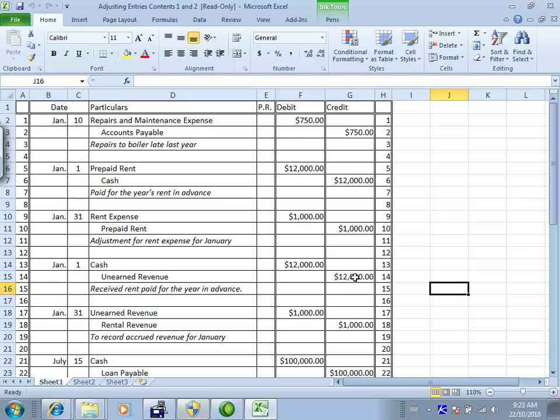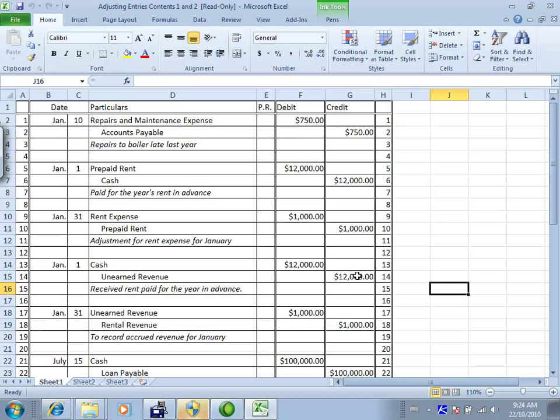This has a credit balance, okay? And so we would debit $1,000 out of it each month, and then $1,000 goes into the credit account for rental revenue. Remember, revenue has a credit balance because it serves to increase capital on the liability side. So that's what happens at the end of every month.